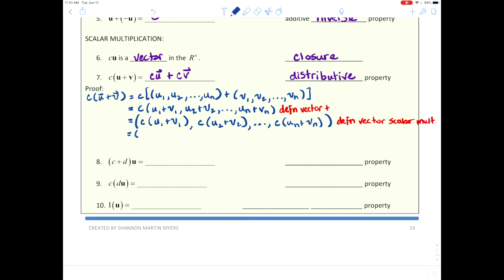All right, finally now we can use the distributive property. So when we do so, we'll end up having cu1 plus cv1, because we can do that since we're in the real numbers and we assume those properties. cu2 plus cv2, all the way down to cun plus cvn. And this reasoning is because the set of real numbers is distributive under multiplication.